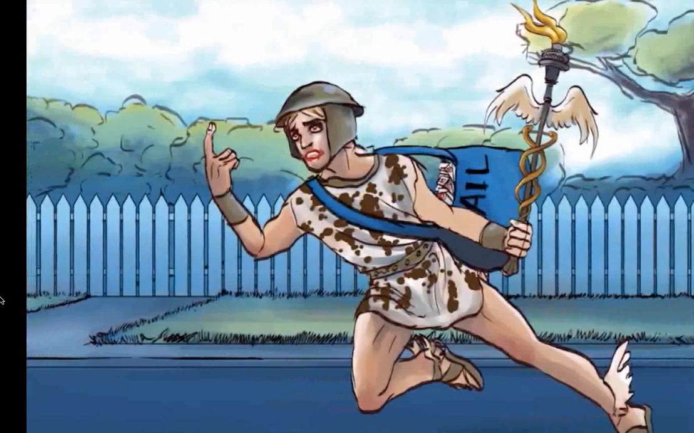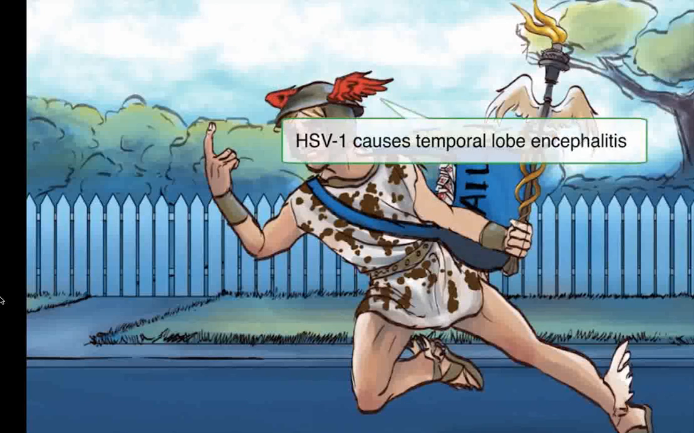Okay, now comes the big one. If there is one thing to remember in this video, it's that HSV1 is associated with temporal lobe encephalitis. So we have Hermes wearing a helmet, and it'll have these red wings extending out from the temples. This will represent temporal lobe encephalitis. This kind of encephalitis causes hemorrhage and necrosis of the inferior and medial temporal lobes. His black helmet represents necrosis, and the red wings represent hemorrhage.